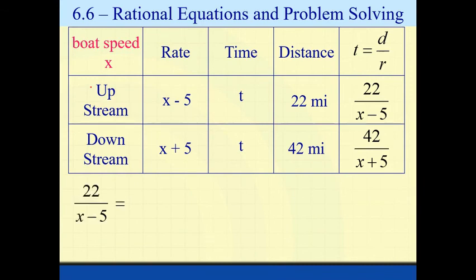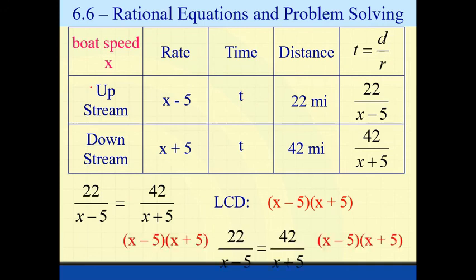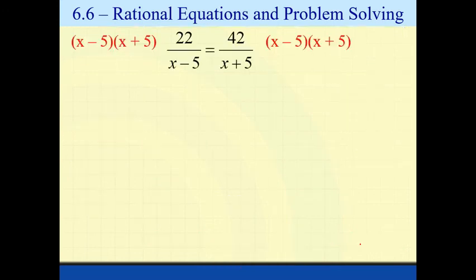Alrighty. We again get to set these equal to each other because the time is the same. And what's going to be our LCD? That's right, our LCD is going to be equal to x minus 5 and x plus 5. And again, notice that whatever's in the denominator, we cancel. And this keeps these problems simplified. Notice we don't have an x squared.